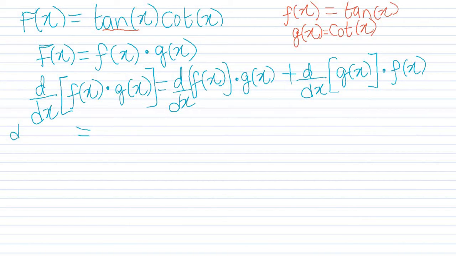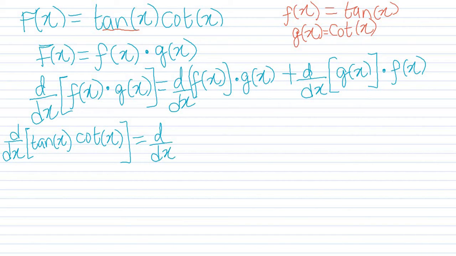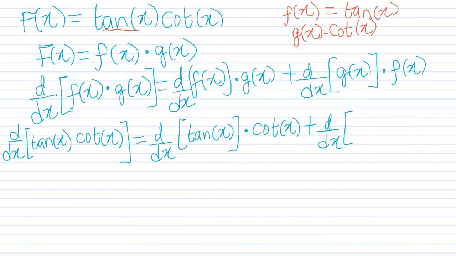So here we have the derivative of tan x multiplied by cotangent x equals the derivative of f of x, which is tan x, multiplied by g of x, which is cotangent x, plus the derivative of g of x, which is the derivative of cotangent x, multiplied by just the first subfunction by itself, f of x, which we know from here is tan x.